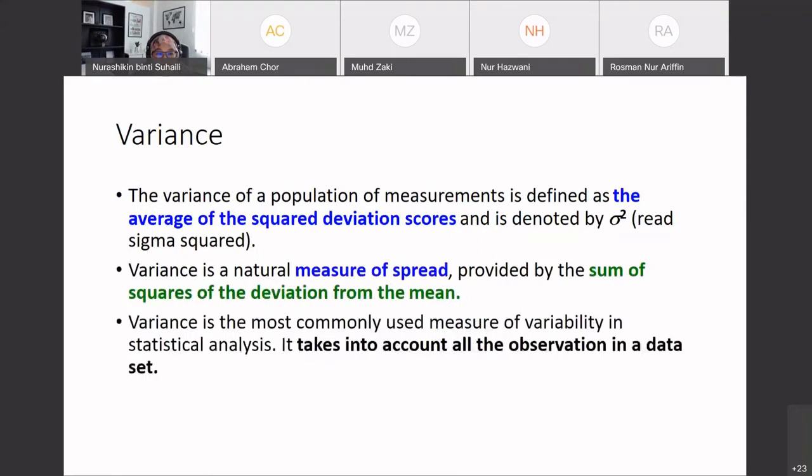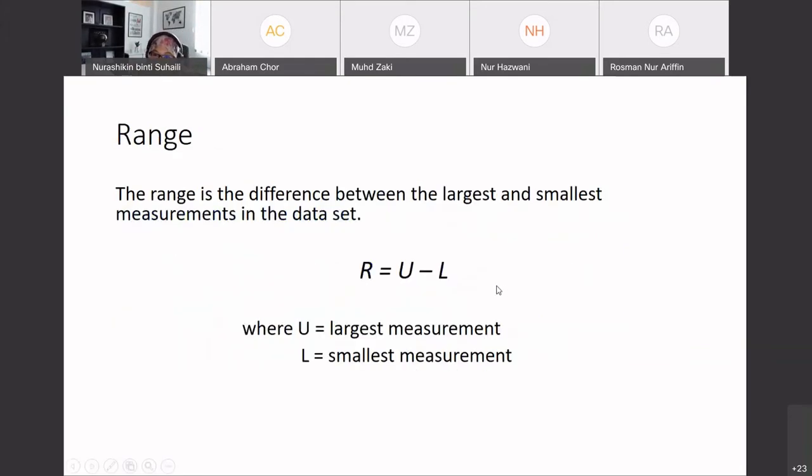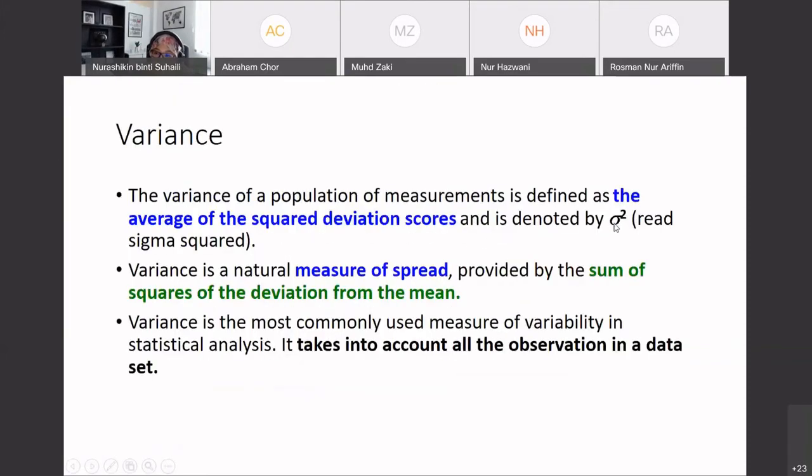The second parameter is variance. It is defined as the average of the squared deviation scores, denoted by sigma squared. That symbol is sigma, and the symbol for variance is sigma squared. Variance is a natural measure of spread provided by the sum of squares of the deviation from the mean.